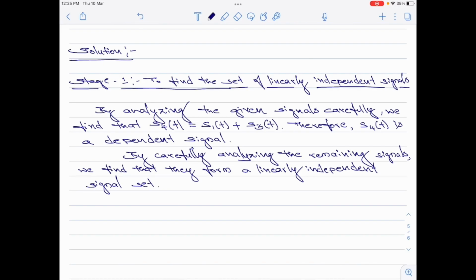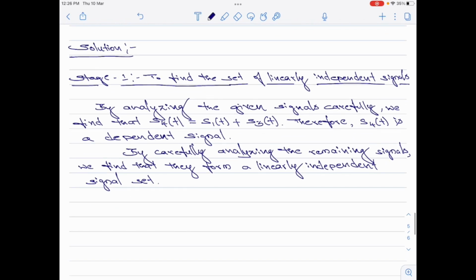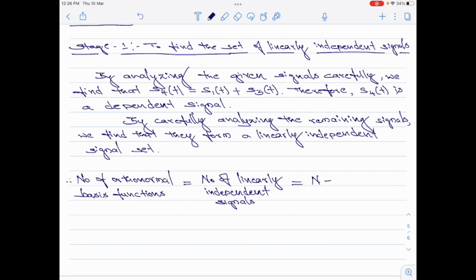Therefore, at the end of stage 1, we conclude that the number of orthonormal basis functions required to express the given four signals is equal to the number of linearly independent signals at the end of stage 1, and for this case it is equal to 3. Right. That is the end of stage 1 of Gram-Schmidt orthogonalization. Now we move on to stage 2, where we find the basis functions themselves.